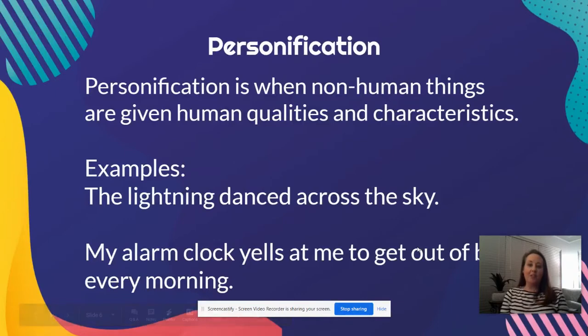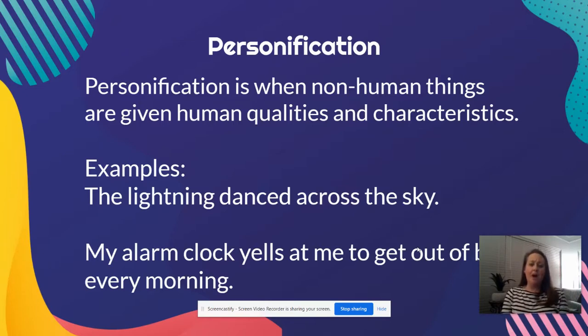So next we have personification. Personification is when non-human things are given human qualities and characteristics. We have lightning danced across the sky. Lightning doesn't really dance like a person, but you get an idea of what the lightning looked like and how it moved across the sky.